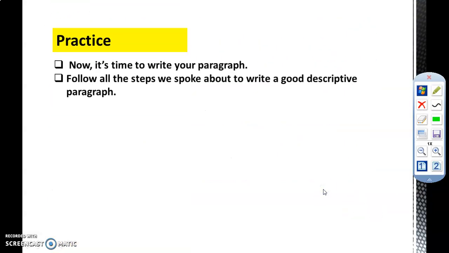Okay, for practice now, it's time to write your paragraph. You will follow all the steps that we spoke about. Okay, you brainstorm the topics, then you choose one topic and you brainstorm ideas about that topic, then you plan and you pre-write. You start with topic sentence, supporting sentences, then concluding sentence. Don't forget to use adjectives, use sensory words so that you make your description a good one and it makes the reader imagine what you are describing.